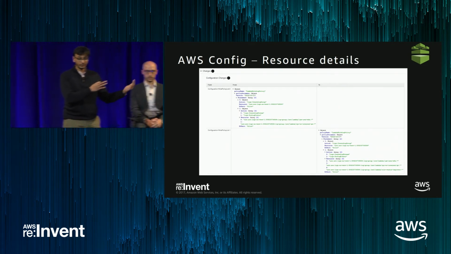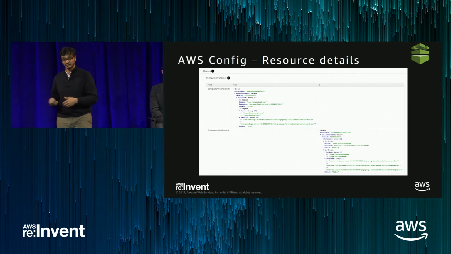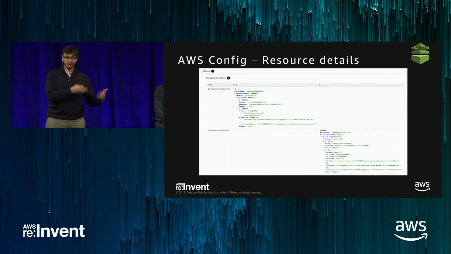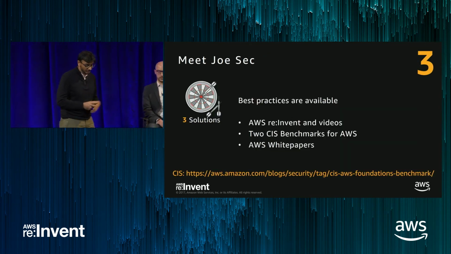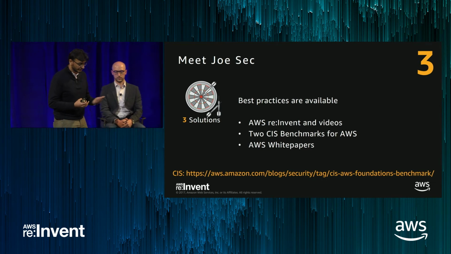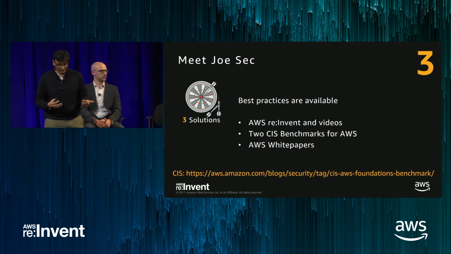So you get a before and after, and obviously this is a diff of the policy document, and this is sent as a notification. So if Joe wants to become a developer, you can actually code against those notifications through SNS. But these tools are available, is really the point here. And best practices are available, right? So you don't have to start from scratch.